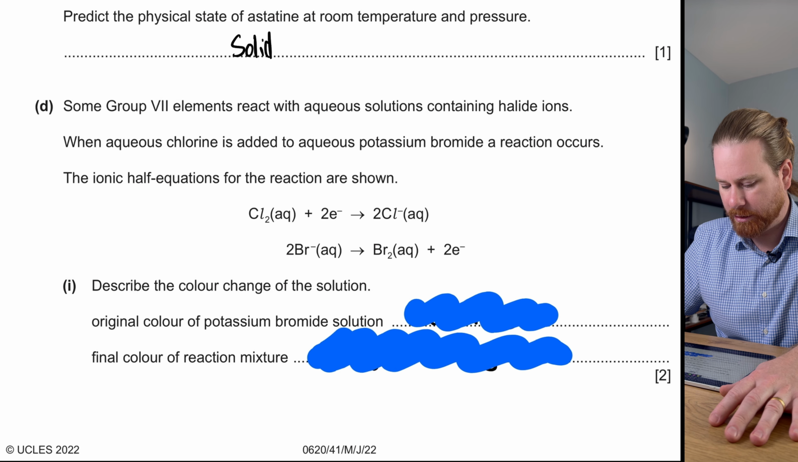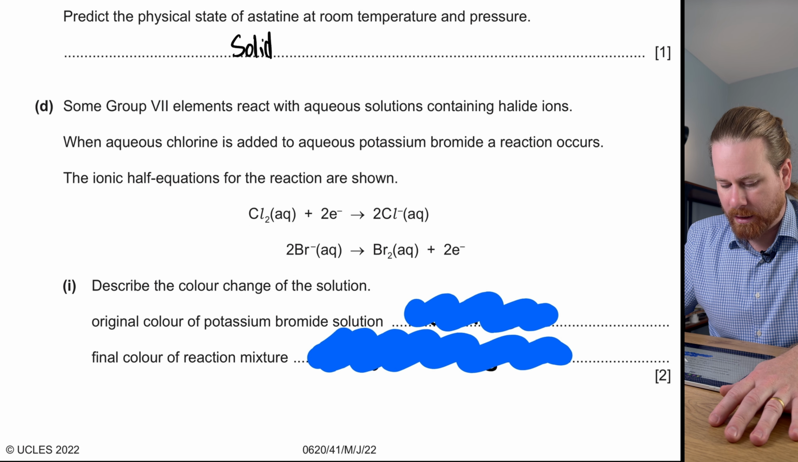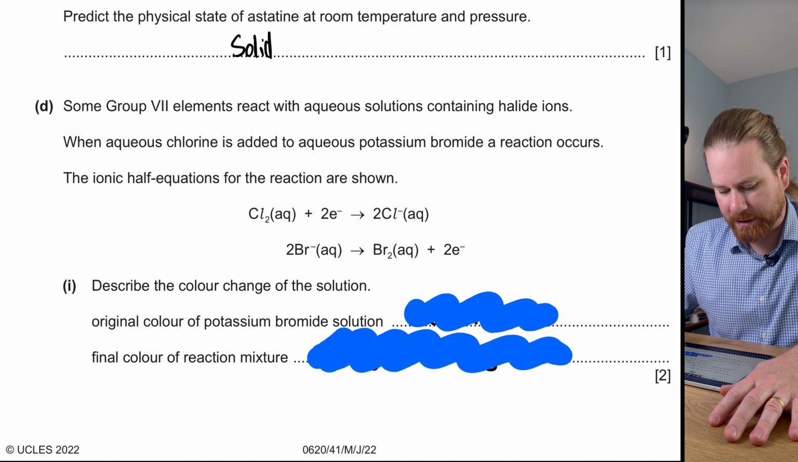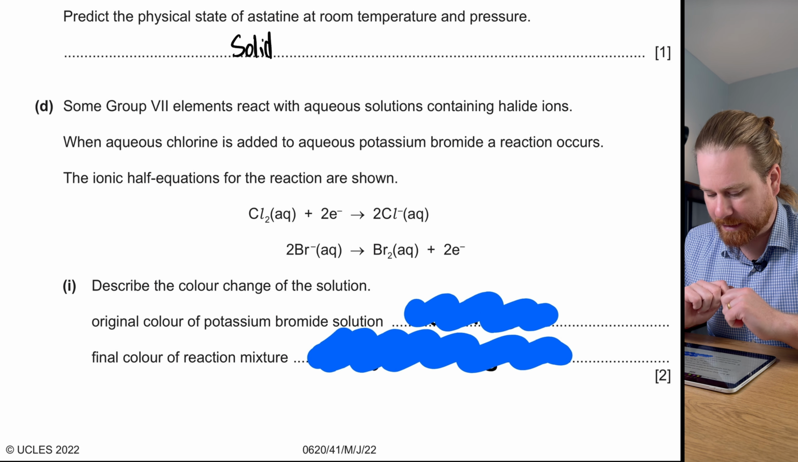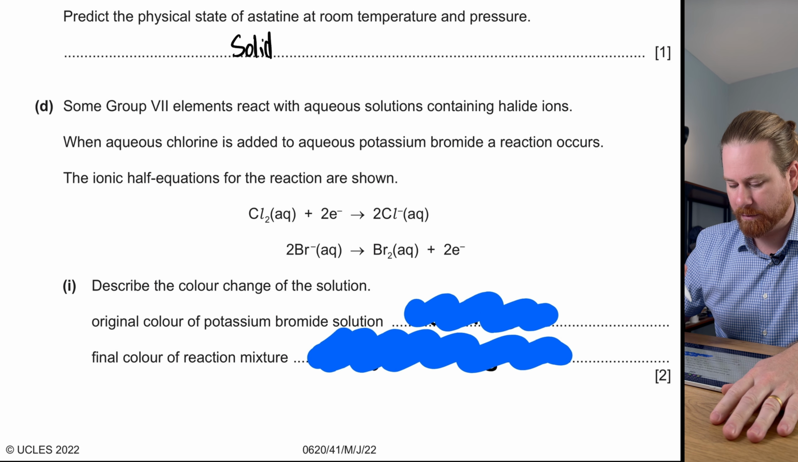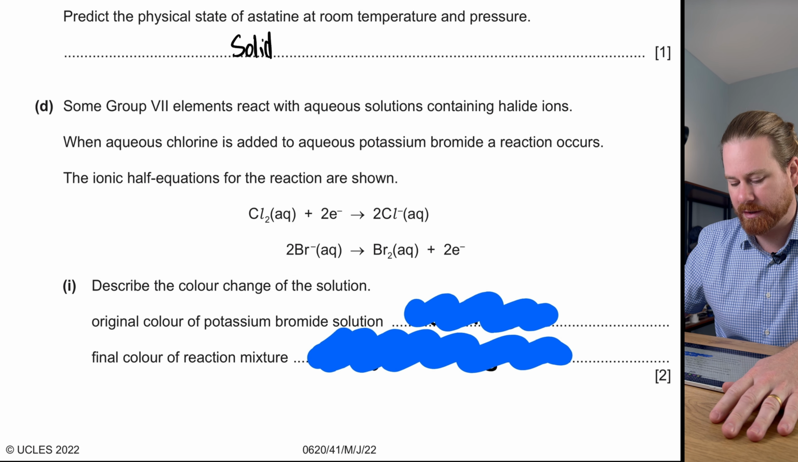Okay, now we are looking at displacement reactions, I guess. Group 7 elements react with aqueous solutions containing halide ions. When aqueous chlorine is added to aqueous potassium bromide, a reaction occurs. The ionic half equation is shown. So here we go, it is a displacement reaction. We're just getting rid of the spectator ions.